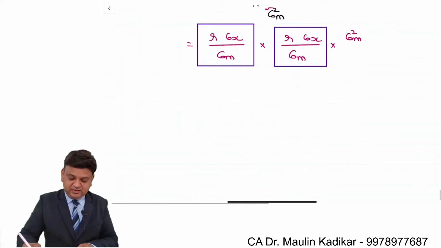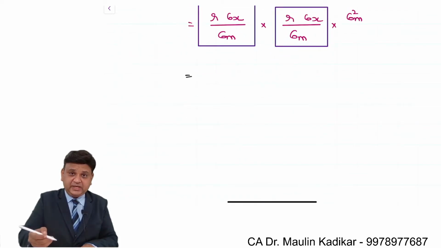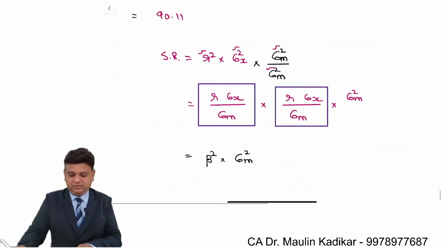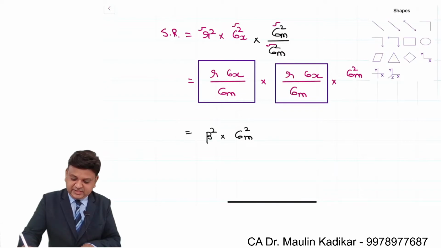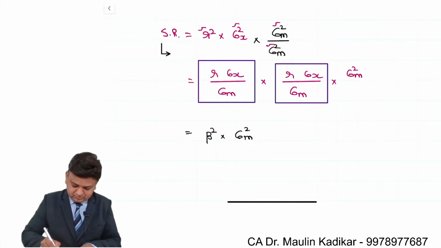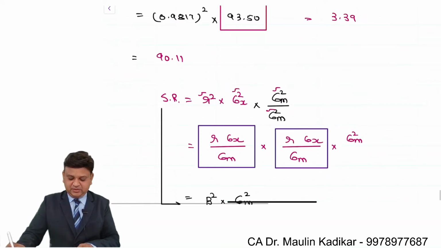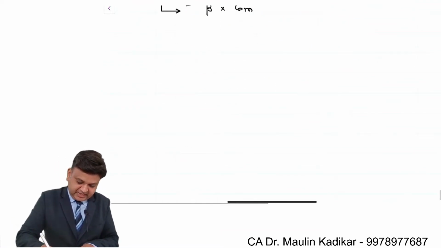Nothing else. So what we can do over here, it is beta into beta, that is beta square into variance of the market portfolio. Multiplication of both of them is a systematic risk. That is what we understand. So this is the systematic risk of the security.